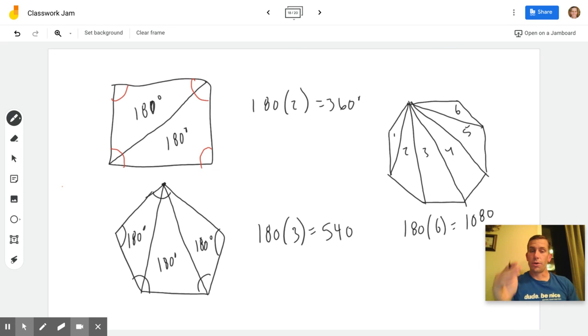Okay, so see if you can spot a pattern here. With a 4-sided figure, we multiplied 180 by 2. With a 5-sided figure, we multiplied 180 by 3. With an 8-sided figure, we multiplied 180 by 6.